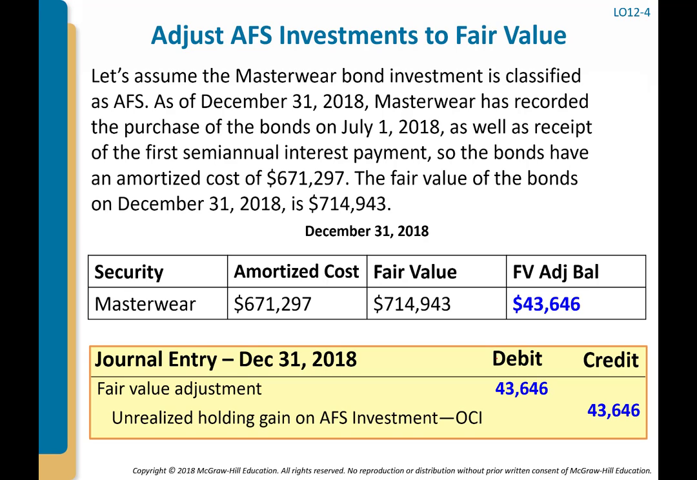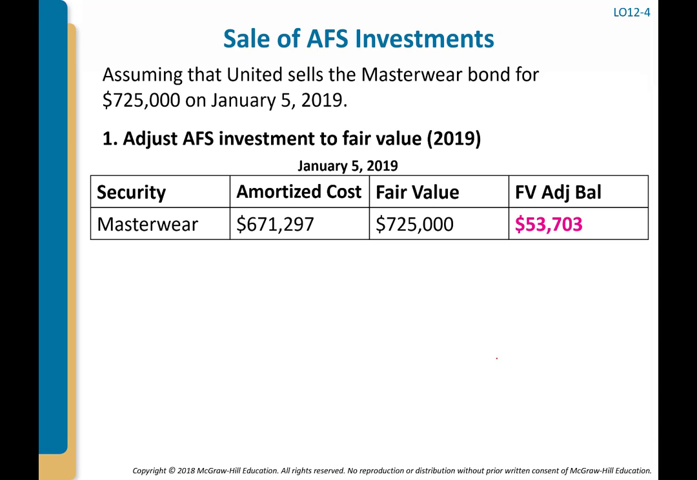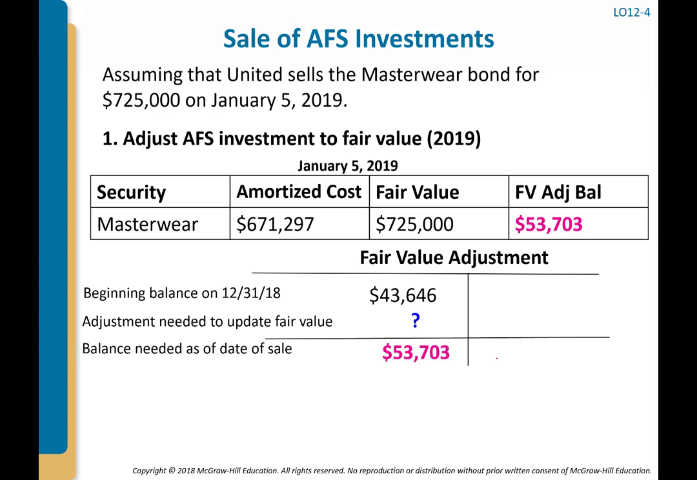So it sits in there. I close that out. This is going to be closed out just like I would close out revenue and expenses for my income. For my other comprehensive income, I close them out as well, right? Those are temporary accounts. Okay, good. Now you come over, and again, same security. It's just now being classified as what? Available for sale. So in January 5th, around the time they're going to get ready to sell it, it's up to $725,000.